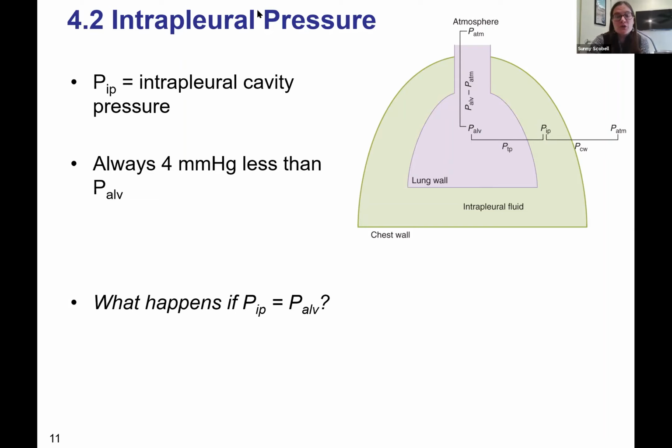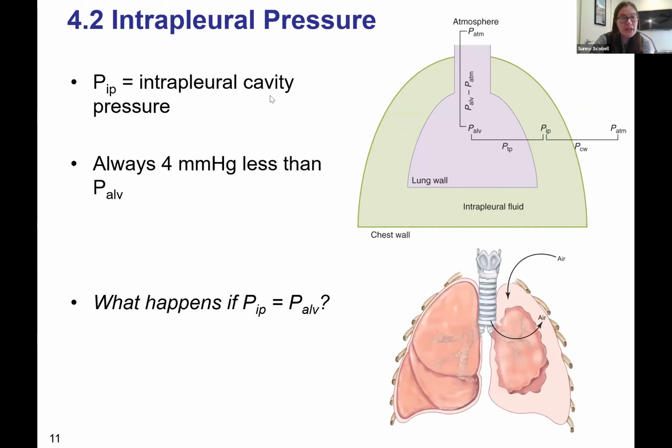Okay? So then what would happen if we didn't have that negative pressure? This is what a pneumothorax does. So if you ever get a hole poked through the chest wall that allows air to come into that intrapleural space, the air will equalize on the inside and the outside of that lung surface, and you no longer have the vacuum holding it open, and the lung will collapse.